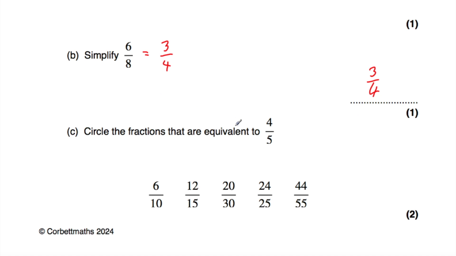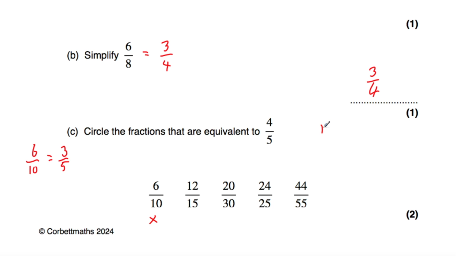Part C says circle the fractions that are equivalent to 4/5. So here we've got 5 fractions, and there's going to be some of them that are equivalent to 4/5, and we need to figure out which ones. Okay, so let's start off with 6/10. So if we have 6/10, both of those numbers are even. So if we half both of them, we would get 3/5. So that's not 4/5, it's not that one.